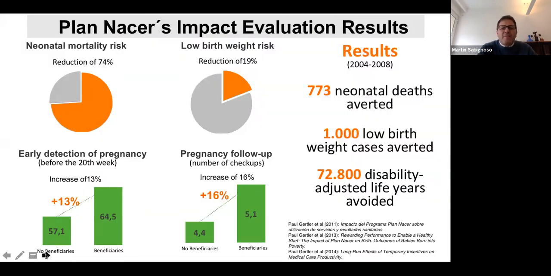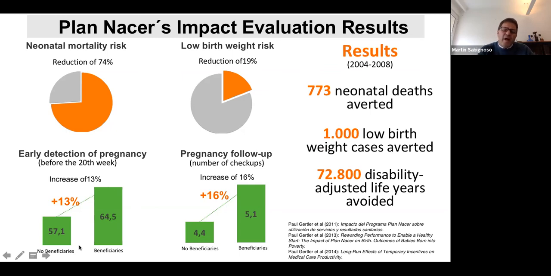I am just finishing. We carried out some impact evaluations here in Argentina, three impact evaluations with the support of the World Bank, and we found very positive results, specifically in the North region, that is the most underdeveloped region. There was a reduction in neonatal mortality risk, a high reduction. We found a reduction of low birth weight risk. The program has also increased the early detection of pregnancy and the follow-up of pregnant women.